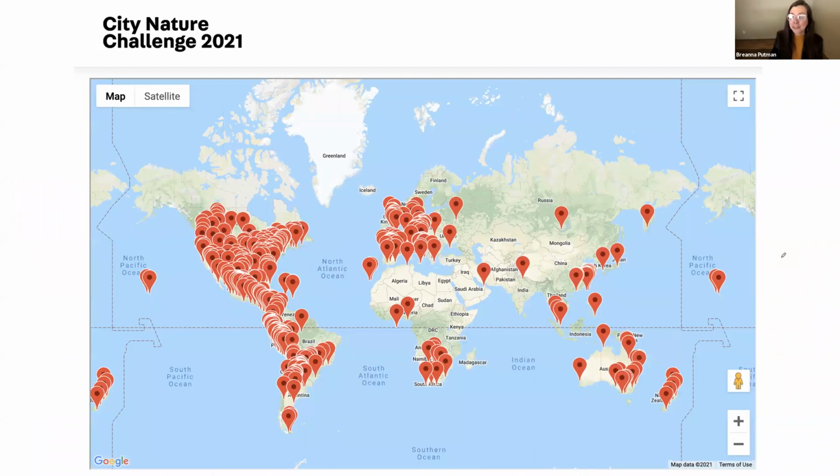So here's our map for this year. As you can see, there are hundreds of cities participating, notably in North and South America. We have a lot of representation in Europe, but every continent is represented except Antarctica. So it will be really exciting to see what people find.